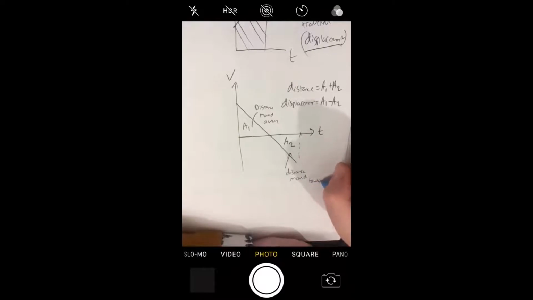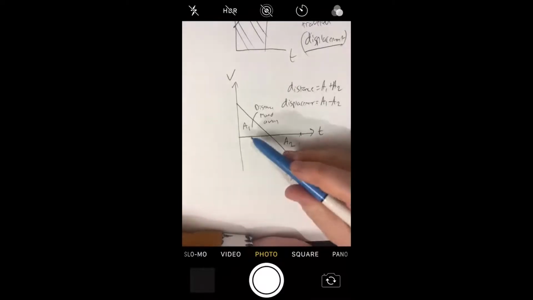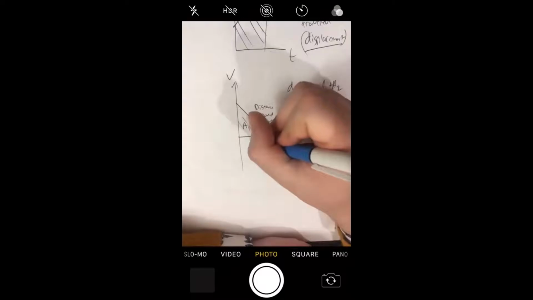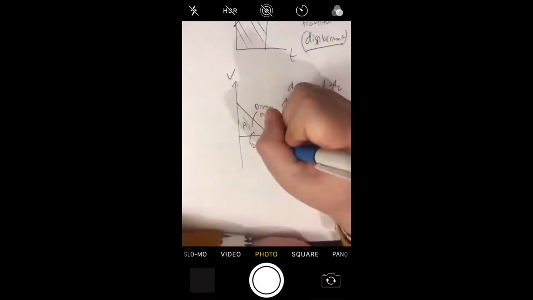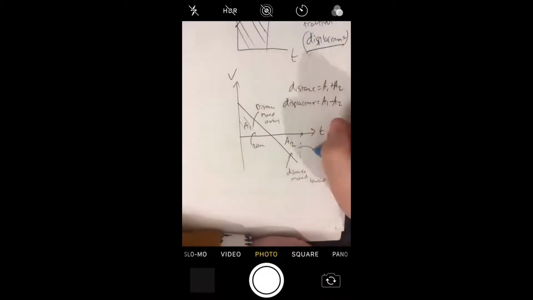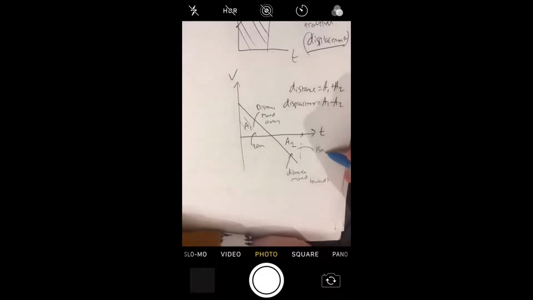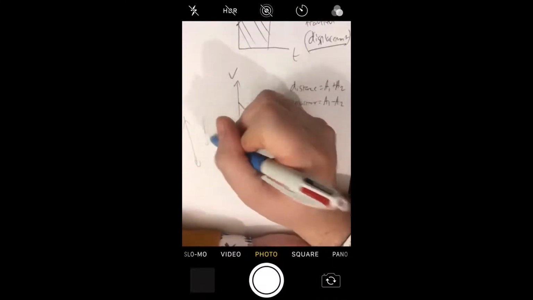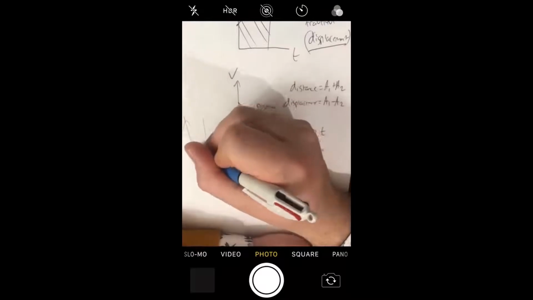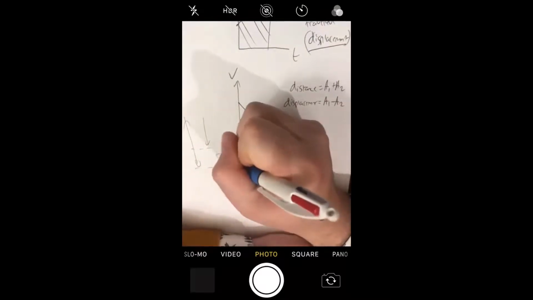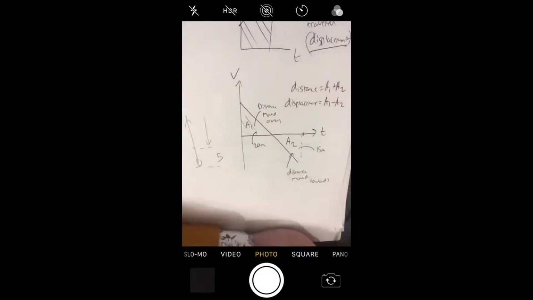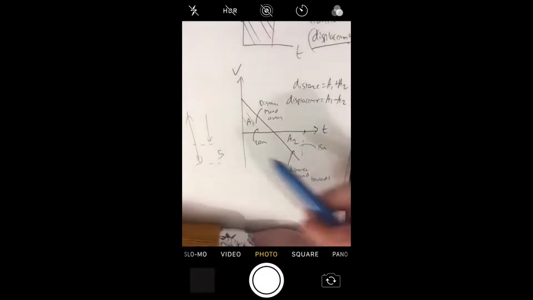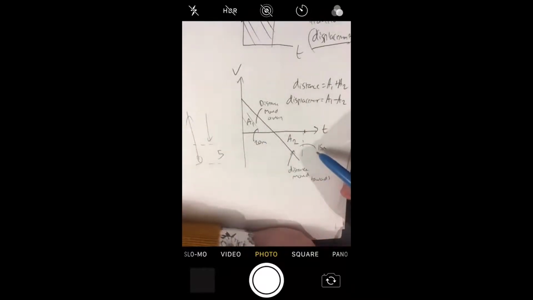So what you would have to do is say, let's just say you end up moving 20 meters forward while you slow down. And then in the second half, you only move 15 meters. You move 15 meters in the negative direction. So you move 15 meters back. So that means your total displacement is 5, whereas your total distance traveled is 35.